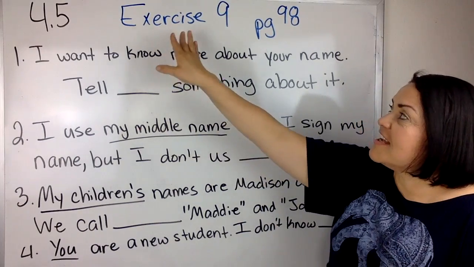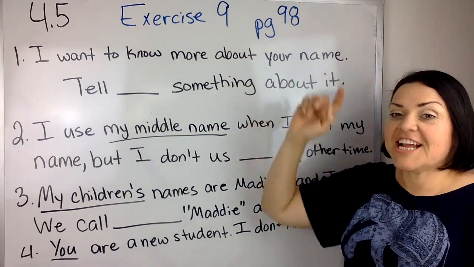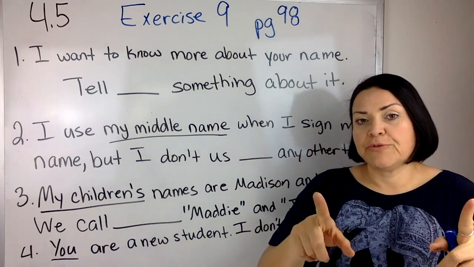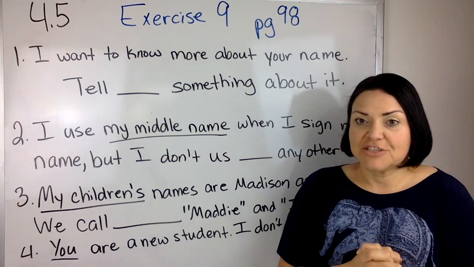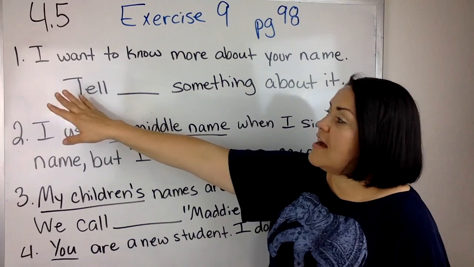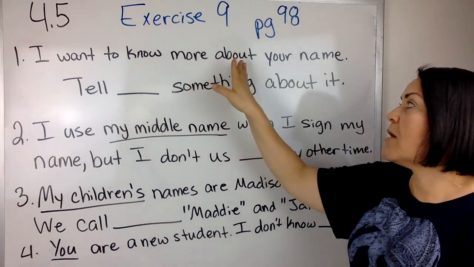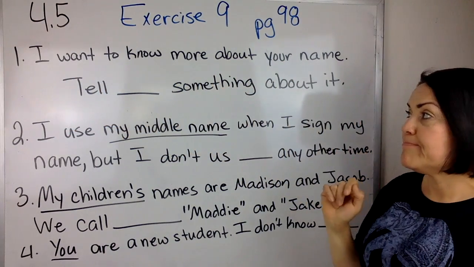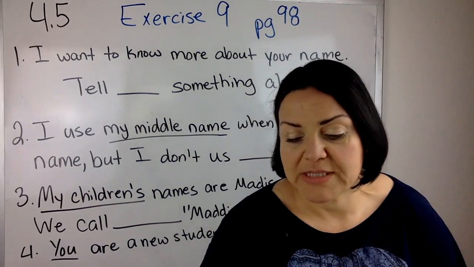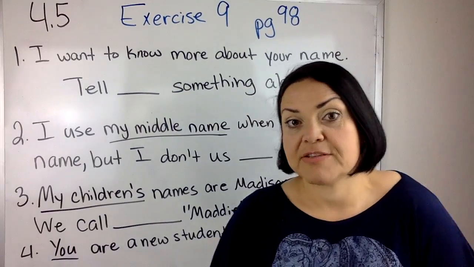Okay, exercise 9, page 98. I want to review the first one they gave the answer to. This is exercise 9. It says, I want to know more about your name. So first, let's just, again, always practice. Let me use my marker.